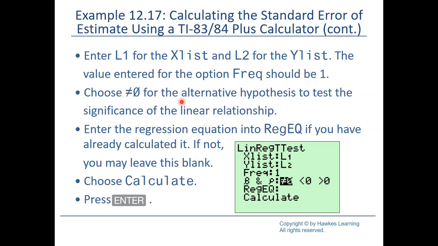Okay, we're going to choose the alternative hypothesis to be not equal to 0, meaning that there's some type of significance. Again, we're not really running the actual test. I just need to know what the standard deviation is of this error estimate, but I need it to do the LinReg standard deviation and not just a normal standard deviation, which means it has to calculate what that SSE is. And then you're going to choose calculate and enter.